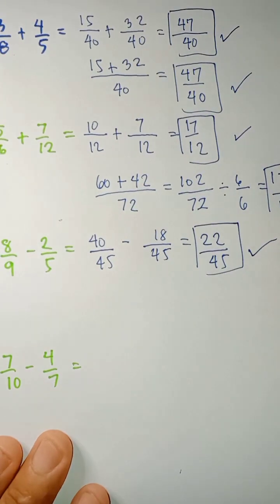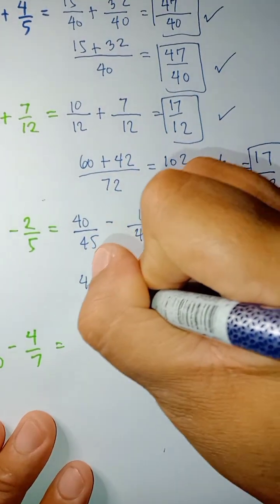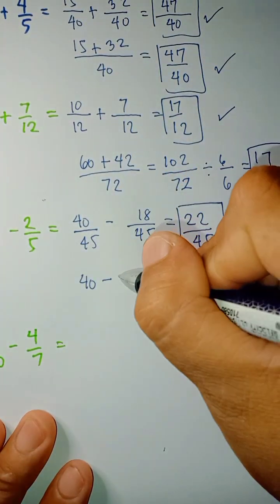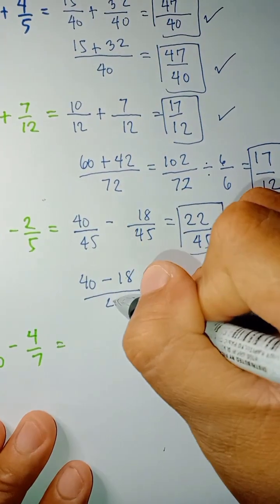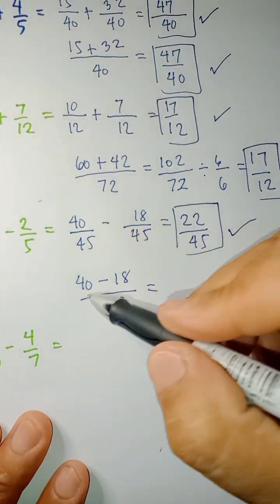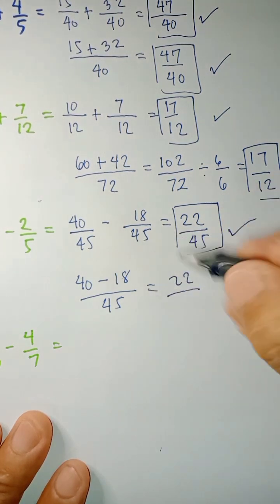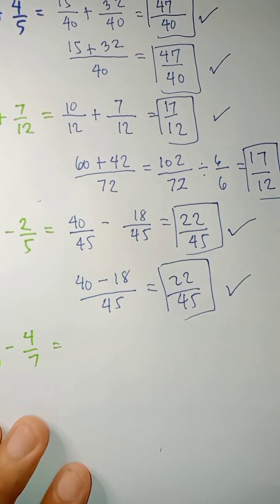Now let's try the crisscross method. 8 times 5 is 40 minus 2 times 9 is 18. Then 9 times 5 is 45. Then 40 minus 18 is 22 over 45. So this is our answer. So they are just the same, right?